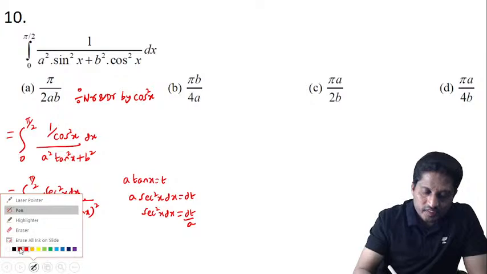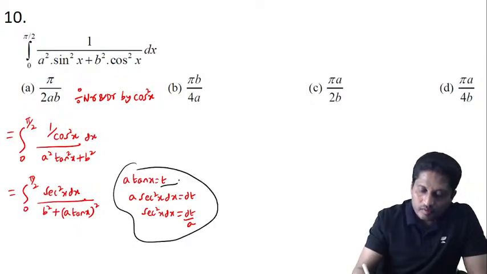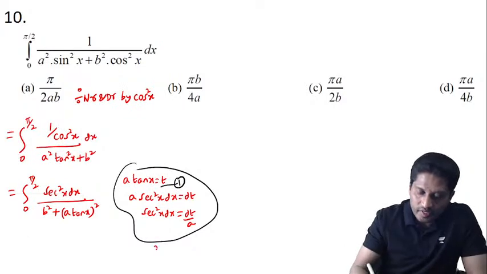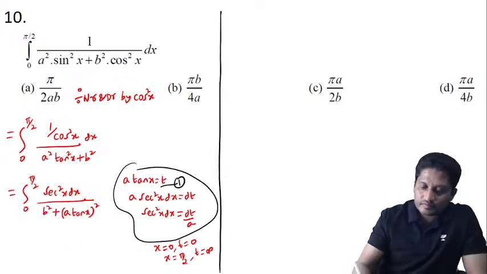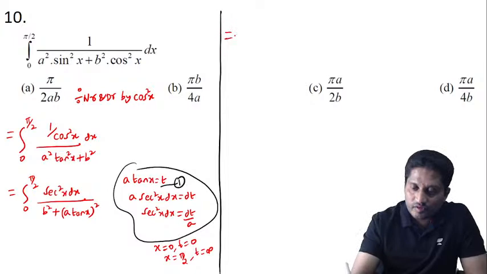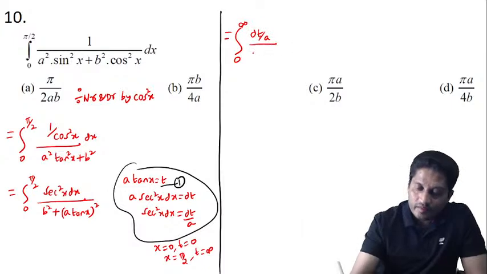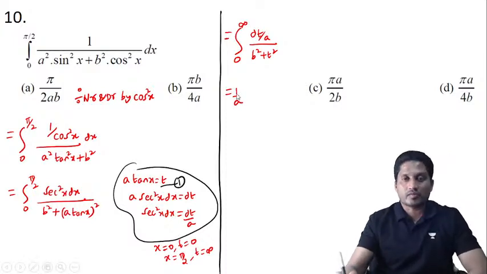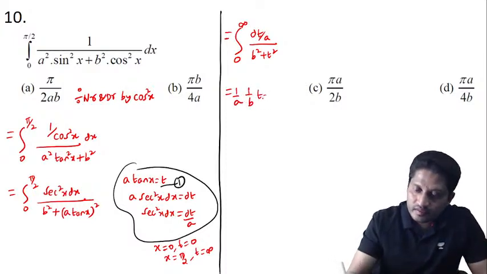Okay, now even the limits will change. You call it equation 1, even the limits will change. When x is equal to 0, t is equal to 0. And when x is equal to pi by 2, t is equal to tan 90, which is equal to infinity. Now the new limit becomes integration of 0 to infinity. Sec square x dx is dt by a divided by b square plus t square. 1 by a is a constant. Now a square plus x square formula will be equal to 1 by b tan inverse of t by b, between the limits 0 to infinity.